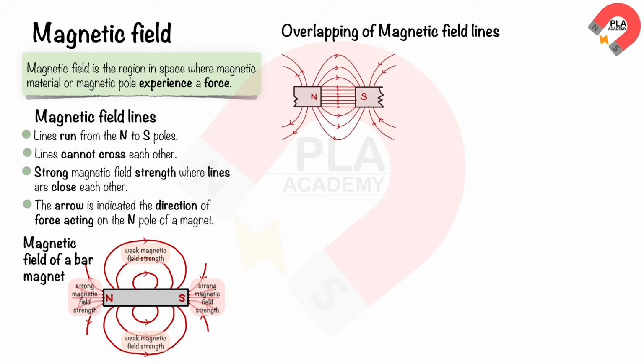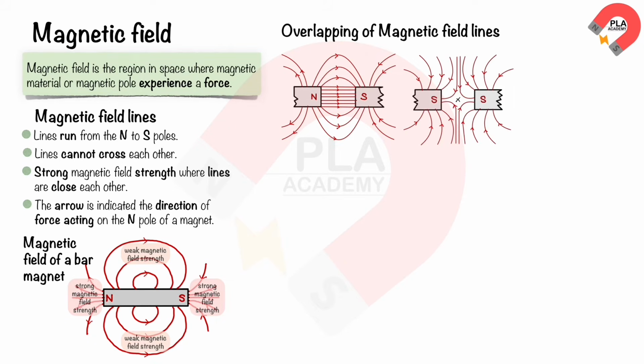The magnetic field lines pattern around two magnets with opposite poles. The magnetic field lines pattern around two magnets with same poles. This is the neutral point, which has no magnetic field strength and no magnetic force to act on the magnetic material.